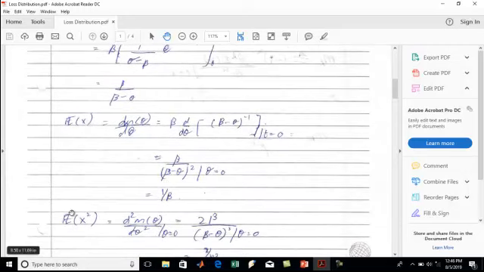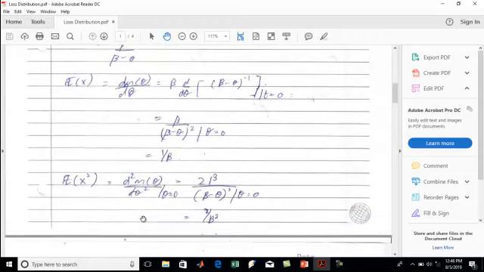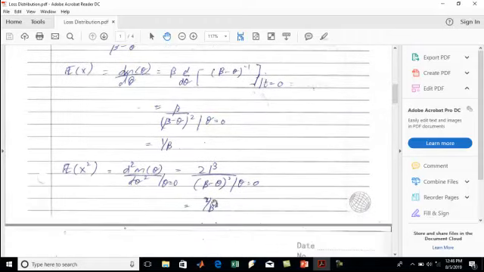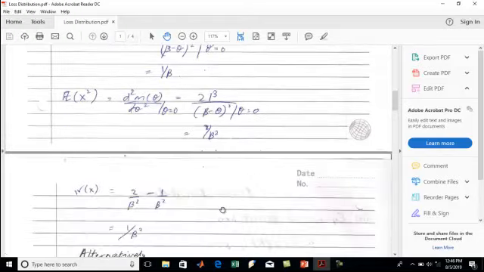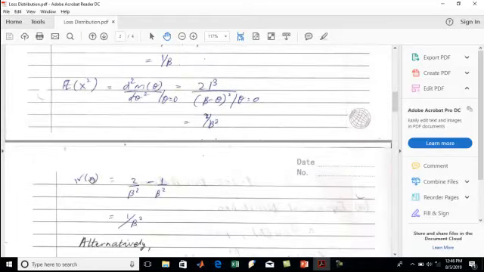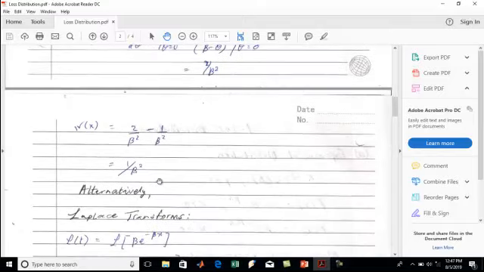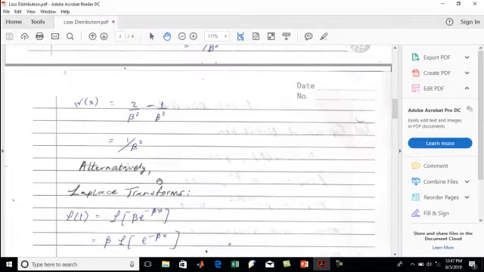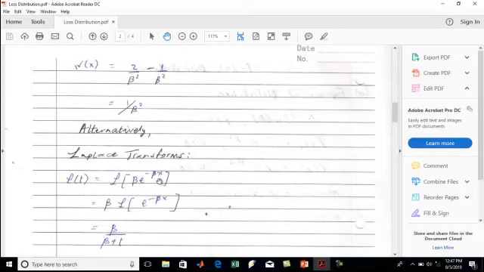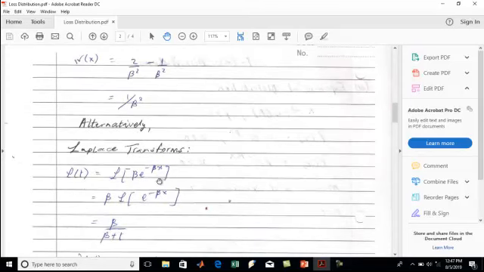For the expectation of x square, you differentiate twice the MGF, and you set theta to be 0, and you get 2 upon beta square. Now you can easily find the variance by the expectation of x square minus the expectation of x, all squared. So now I'm going to show you an alternative method. It is going through the Laplace transform.